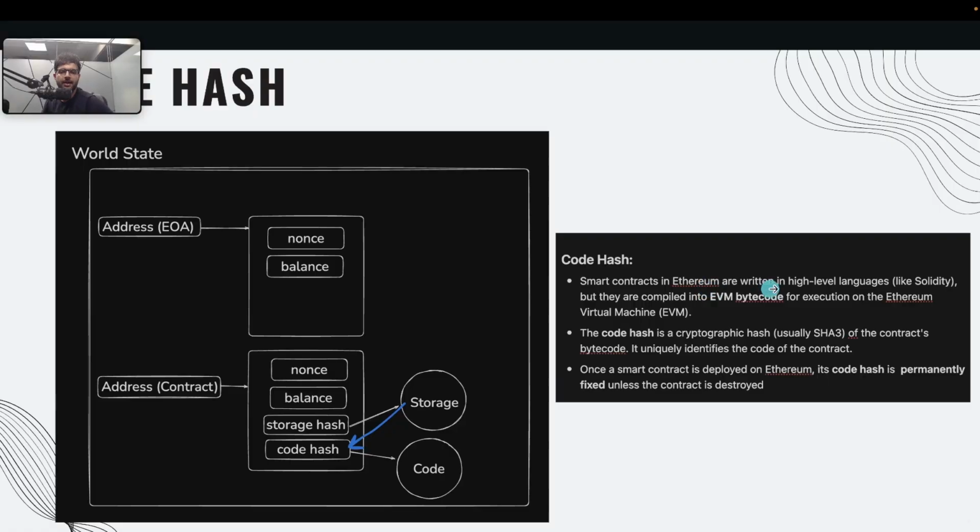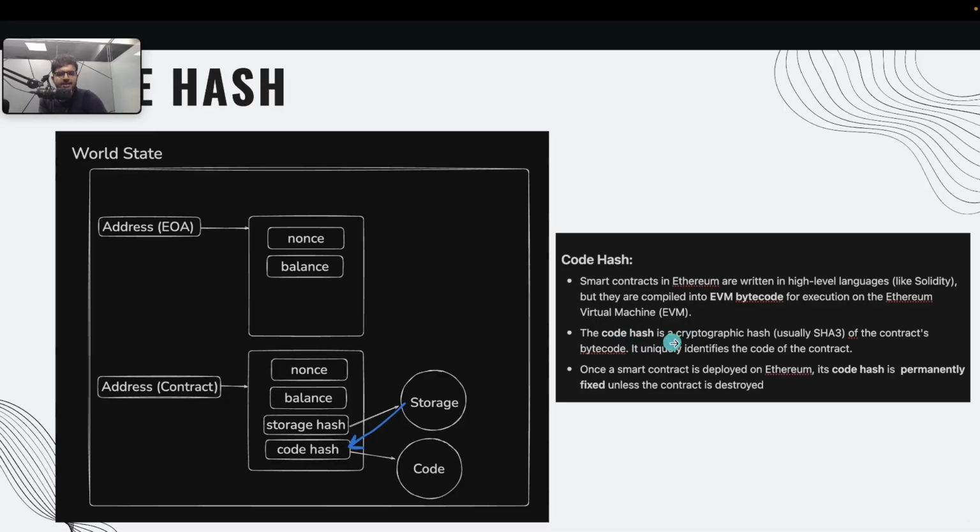Smart contracts in Ethereum are written in high-level languages like Solidity, but are compiled down to EVM bytecode. We will understand this very soon. What is this EVM bytecode? If you might remember, a while back I showed you some bytecode in a contract for execution on the Ethereum virtual machine. We will understand what the Ethereum virtual machine also is.